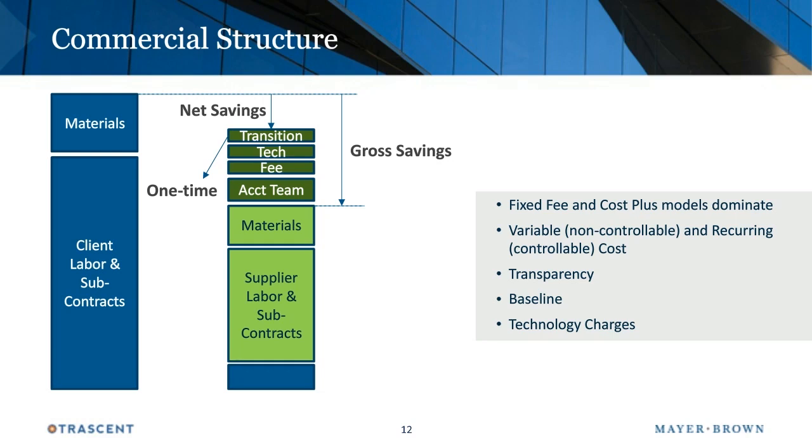And the commercial value proposition, if you look on the left-hand side, that may be the baseline cost of the client, is replaced with a new cost structure of the supplier that will typically have the blue box would be the client's retained team. You will have the supplier's labor and subcontract costs, which does not include consumables. Materials would be the consumables. And then you will have the account team of the supplier that the client would be paying for, the management fee, which is the profit and overhead of the supplier, the technology charges of the supplier, as well as one-time transition costs. And the net savings would be the difference between the baseline and the supplier proposed financial model.